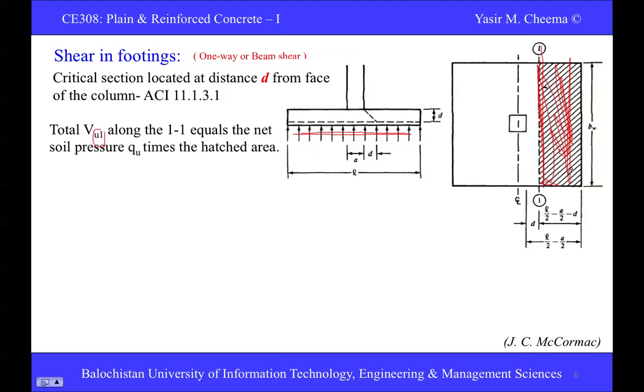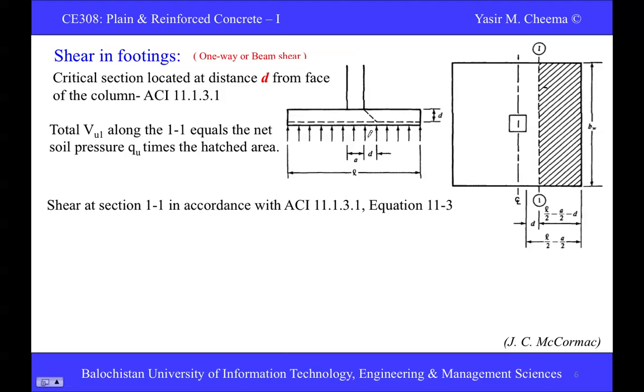To determine the hatched area, you need to know this thickness that we just determined, how much this dimension is, and then multiply it with this length, this dimension bw, the width of the footing or width of the wall. So this will give you the hatched area. You multiply the hatched area with the net soil pressure, and you will get the shear strength at this section.